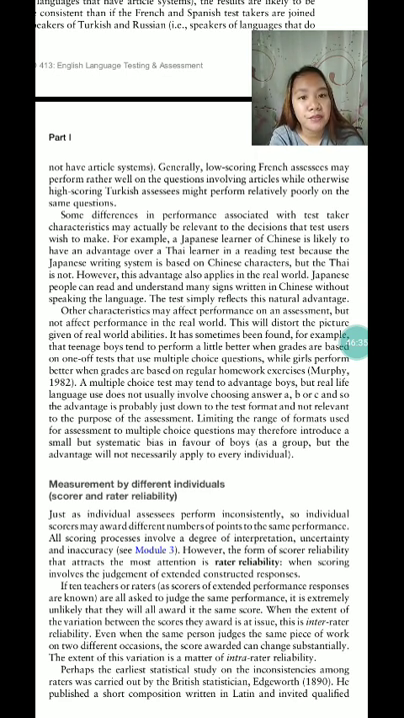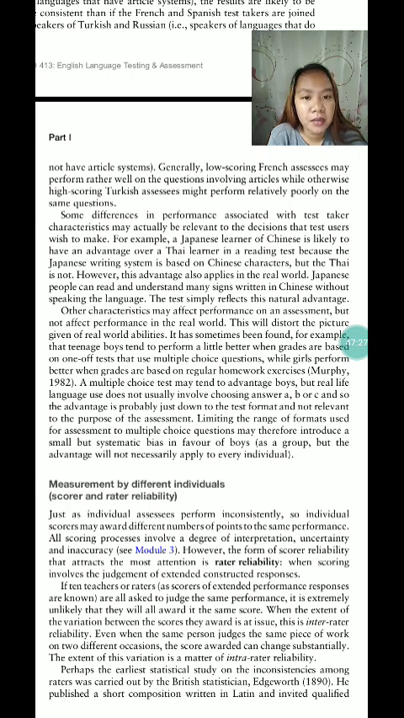Some differences in performance associated with test taker characteristics may actually be relevant to the decisions that test users wish to make. For example, a Japanese learner of Chinese is likely to have an advantage over a Thai learner in a reading test because the Japanese writing system is based on Chinese characters, but the Thai is not. However, this advantage also applies in the real world. Japanese people can read and understand many signs written in Chinese without speaking the language. The test simply reflects this natural advantage.